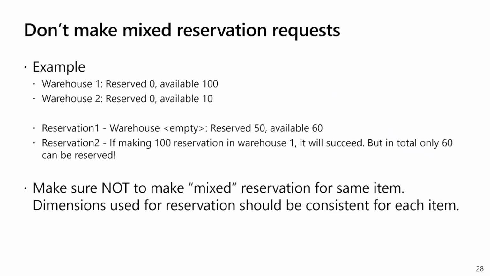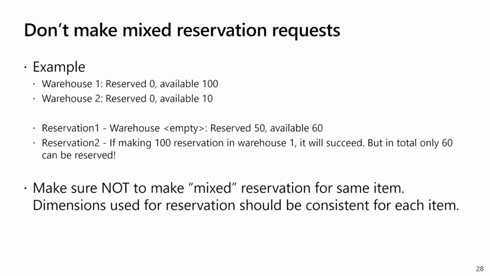In the reservation result, we will see there is an empty warehouse which is used primarily to store the reservation data. There will be 50 reserved in our warehouse and 60 available altogether. However, we can make a second reservation of 100 pieces in warehouse 1. It will succeed. The reason it will succeed is that, to minimize the searching time, we always check the available to reserve with the most specific inventory dimensions specified. So if a user specifies that he wants to make a reservation in warehouse 1, then only the available for reservation in warehouse 1 will be checked.